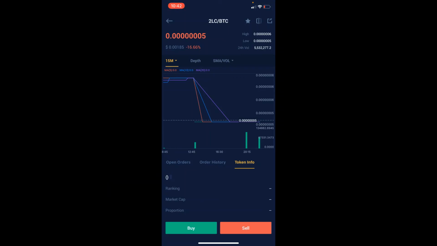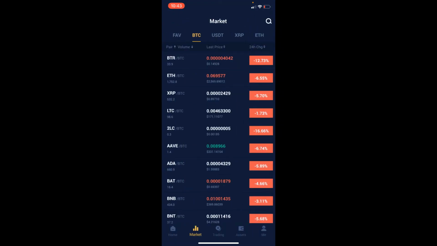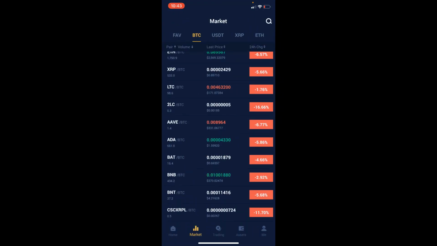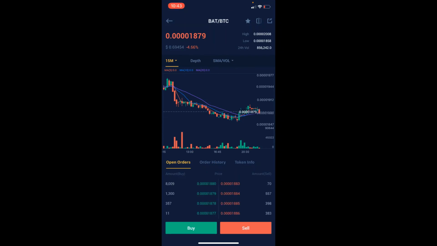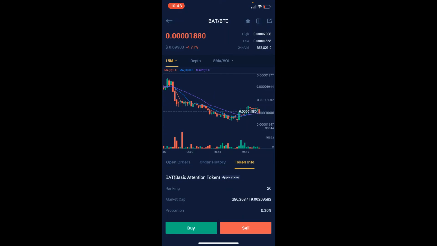So it looks like for 2LC, all you need to do is take 2LC and type that in your Brave browser. What is 2LC coin? And see what results come up. But for the most part, it should show token info on here. So let me go to BAT token. Since we were just talking about Brave, let's go to BAT/BTC. And on open orders, I'll go over to where it says token info. And it says BAT is basic attention token.